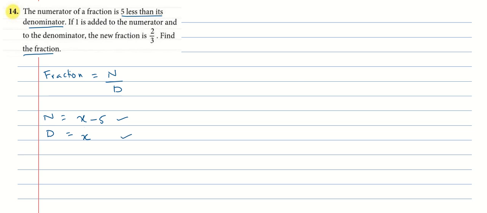Now it is saying if 1 is added to the numerator and to the denominator, यानी कि आप ये जो n है numerator, इसमें +1 किया आपने और denominator में भी +1 किया, तो जब दोनों में आपने +1 किया तो ये fraction क्या बन गया? 2 upon 3 बन गया, right? So in place of n I will write the expression x minus 5. इस n की जगह मैं क्या लिख दूंगा? x minus 5. और इस d की जगह मैं क्या लिख दूंगा?